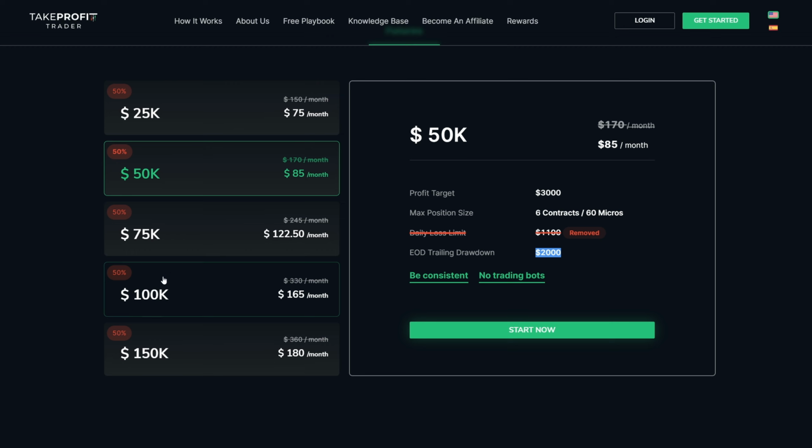And I've been very, very happy with Take Profit Trader and the rules. Now let's talk about some of the rules, right? So essentially, don't go over in the 50K account. Our profit target, $3,000. Max position size, 6 mini contracts or 60 micros. No more daily loss limit. And then don't hit the $2,000 end of the day trailing drawdown. And you go ahead and you complete those tasks. Then you'll go ahead and get put into that pro account.